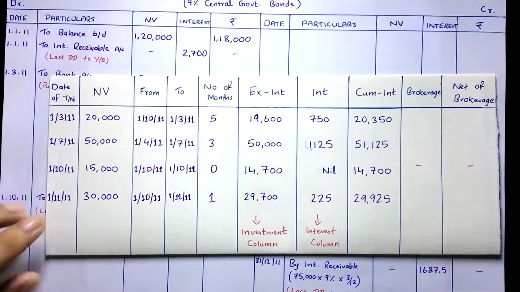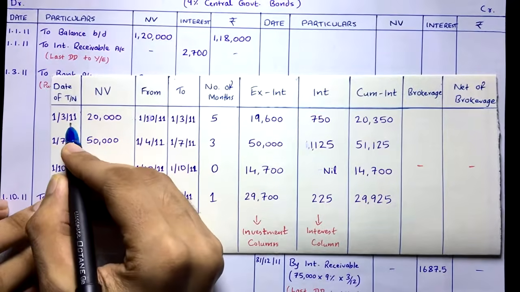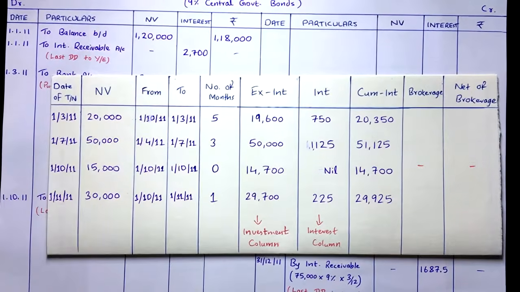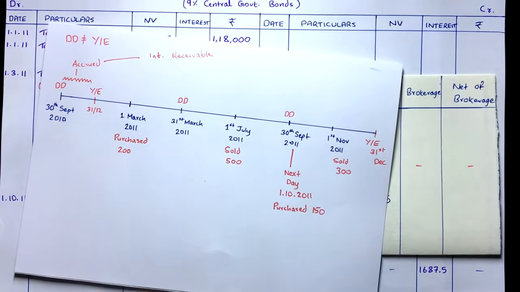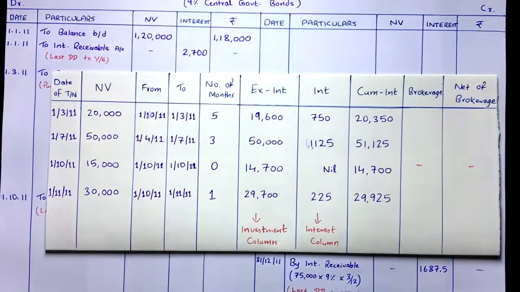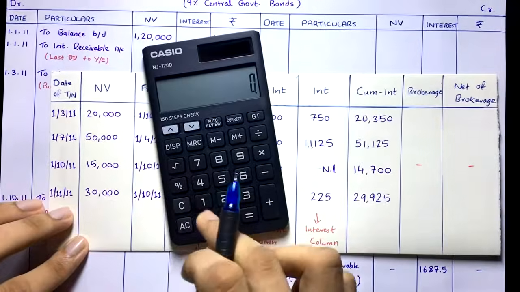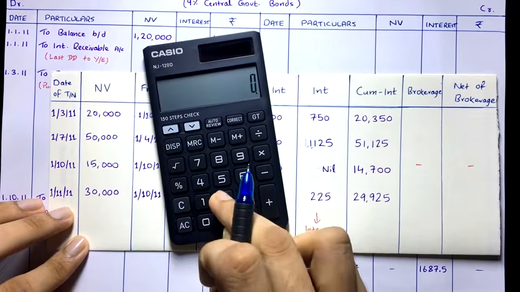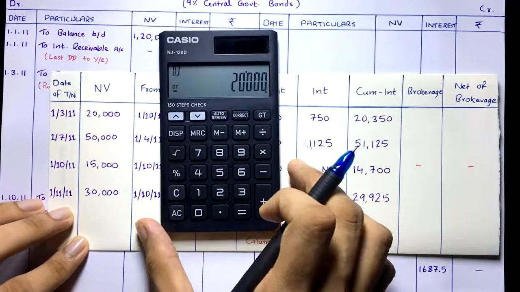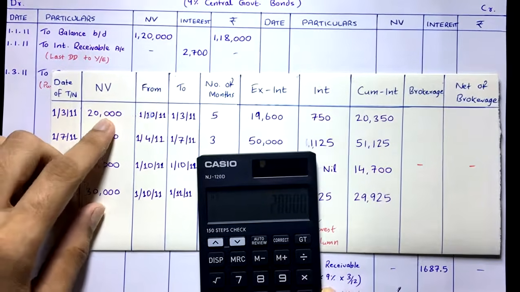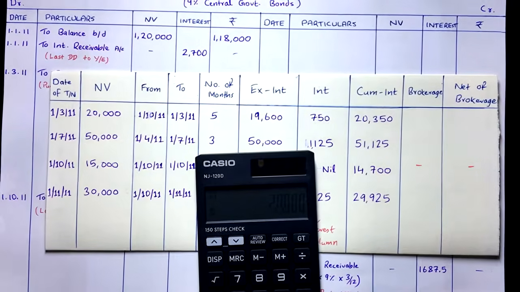See here, on 1st March 2011, we have purchased 200 units. And we already know the face value is 100, isn't it? So the total nominal value would be what? 200 units of bond we have purchased, the face value is 100, so that's equal to what? 20,000. The nominal value is 20,000, and then we have to calculate the interest.